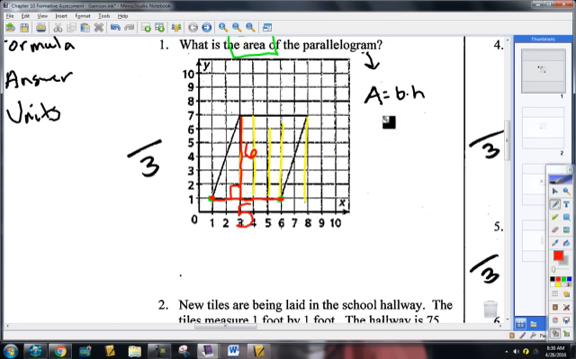Now we know that it is 5 times 6, my base times my height. That is going to make my answer 30. Then, of course, we need units squared. So put what you got out of 3 points. Formula, answer, and units squared. Okay? Everybody got that?